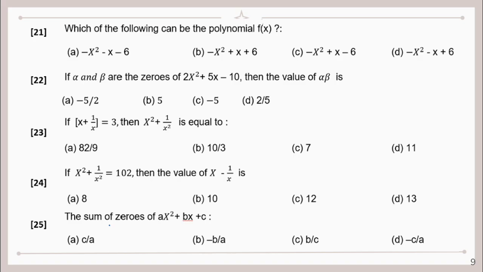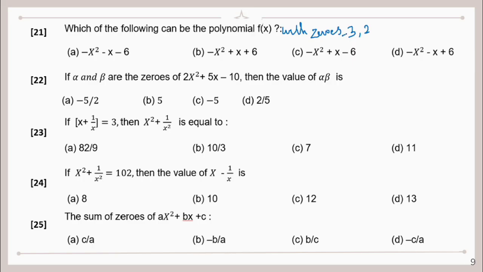Which of the following can be the polynomial f of x? Polynomial f of x, whose zeros would have been given here. Actually, the zeros are 3 and 2. Just summate them, 3 plus 2, 5. 3 into 2, 6.